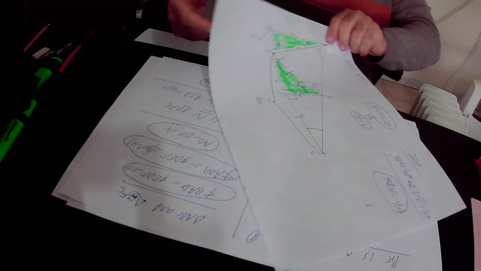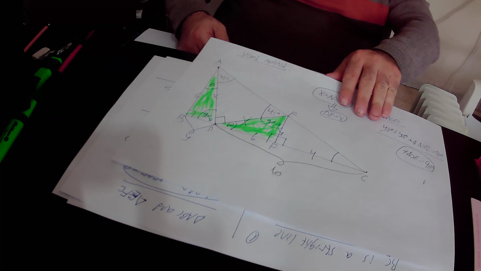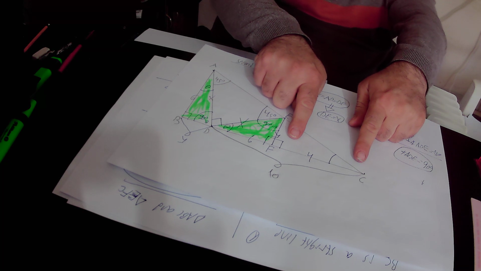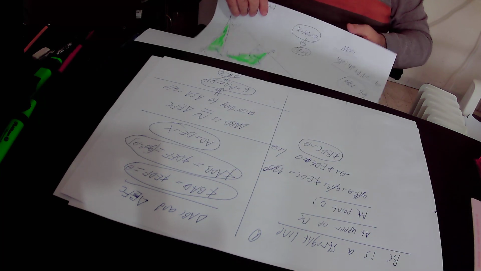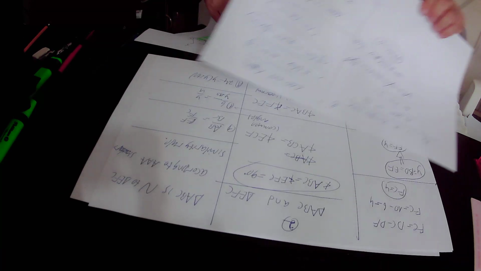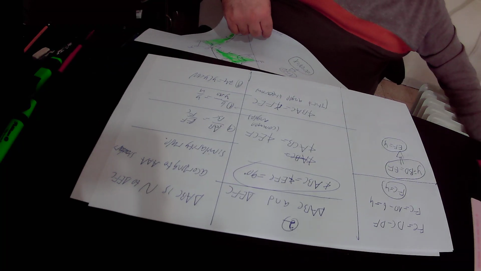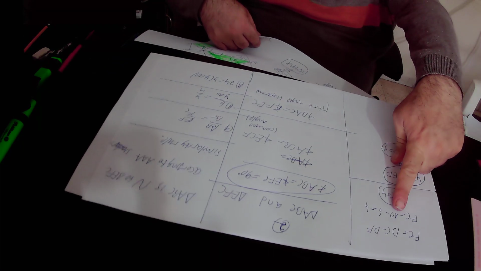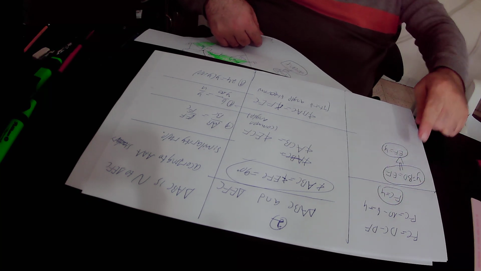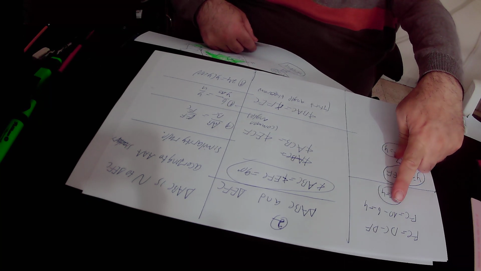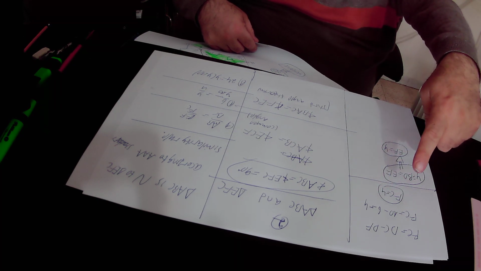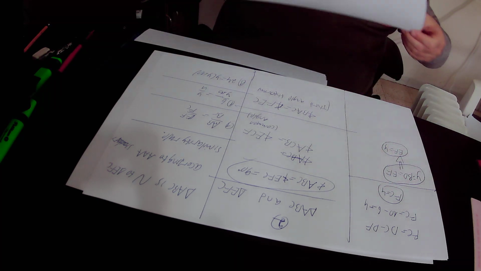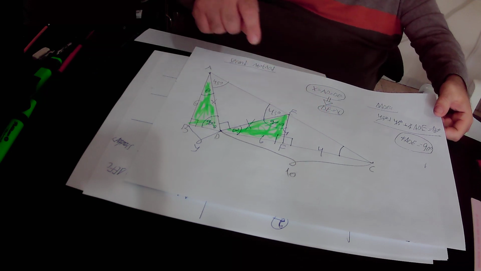And because DF equals 6, then FC will be equal to DC minus DF. So FC equals DC, that is 10 units, minus DF, that is 6. 10 minus 6 is 4. So we found out that FC equals 4 units.